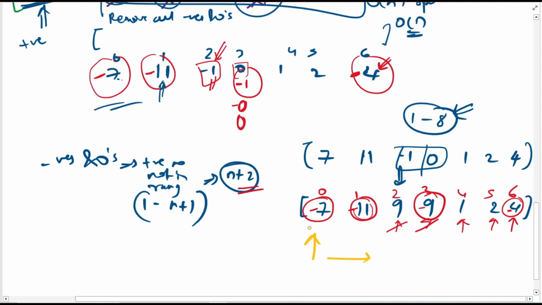iterate through this whole array. If you see a negative, that's fine. See a negative, that's fine. Oh, you got a positive. That means this home is not taken. And who did not take that home? The element 2 plus 1, which is 3. And that's the answer. That's it.